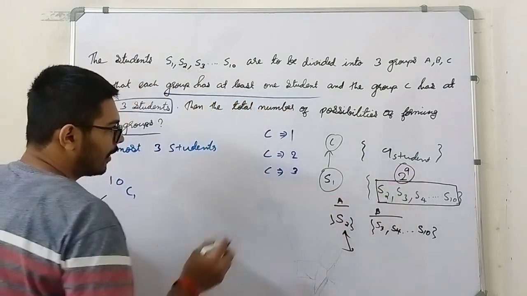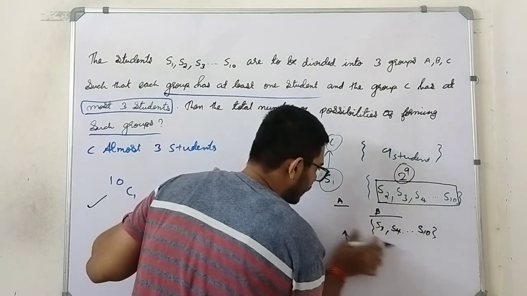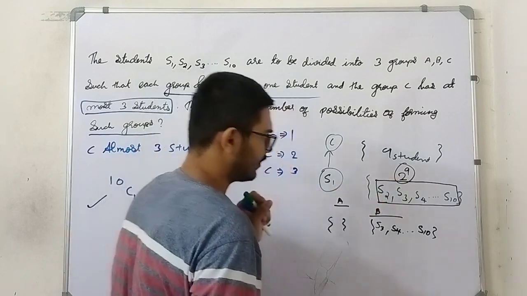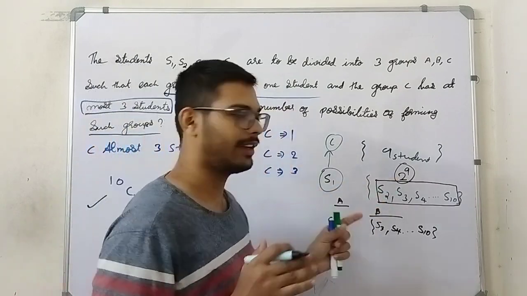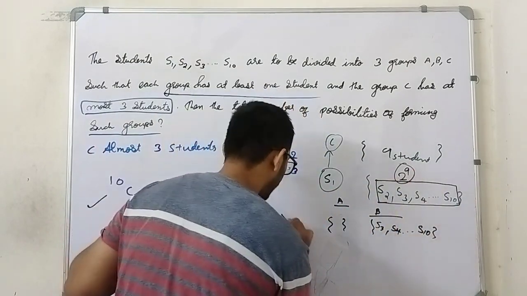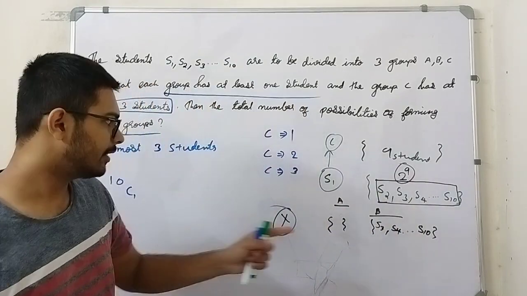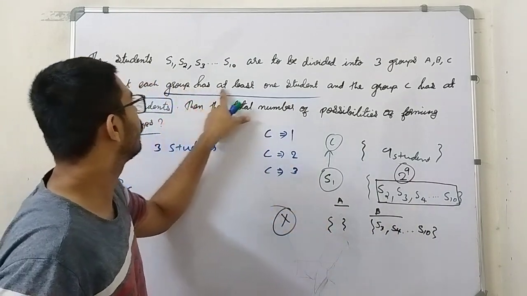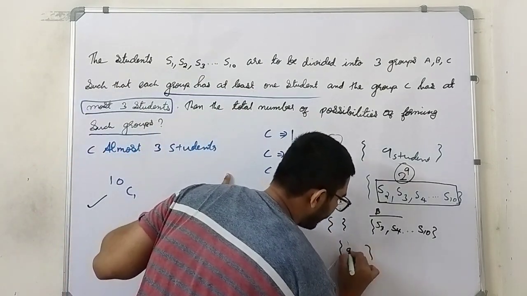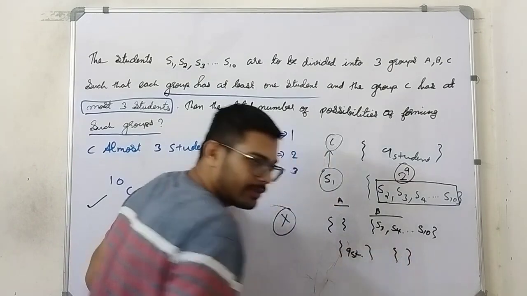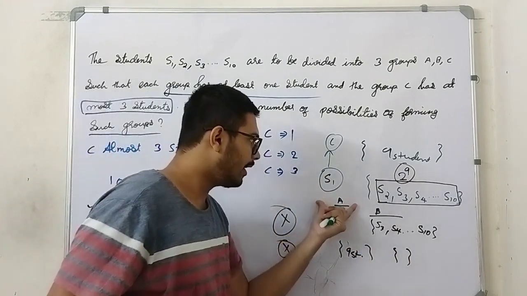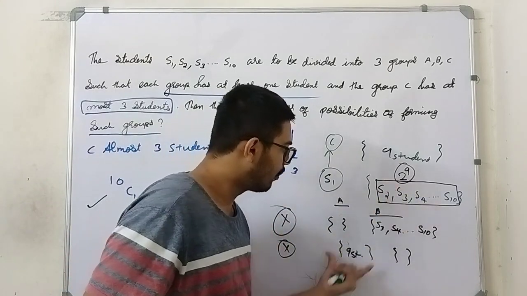But there is one thing. A has the null set as a subset. If A is the null set, because there is no student in A, the rest of the 9 students will be in B. So this possibility should be eliminated, because the condition is that each group has at least one student. And the second thing is, if A has all 9 students, B will have no students. So this possibility will also be removed. Which means A shouldn't be equal to the null set, and A shouldn't be equal to the whole set.